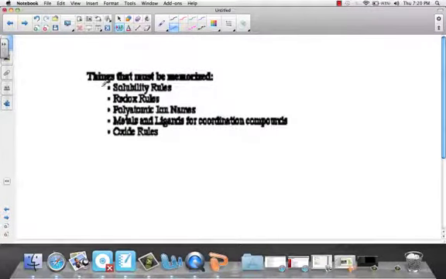So things that must be memorized. Solubility rules, check. We've already done that. Redox rules. We're going to learn that in this unit. Polyatomic ions, check. You've already done that. Metals and ligands for coordination compounds. We didn't get to that. That's in this unit. And oxide rules. That's also in this unit. So let me change those to a different color. Check mark. So purple we've already covered, and blue is what we're going to be covering in this unit.